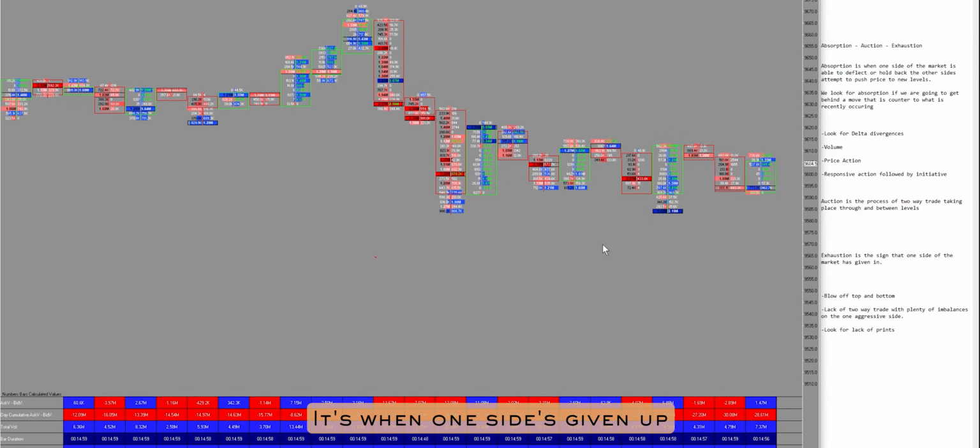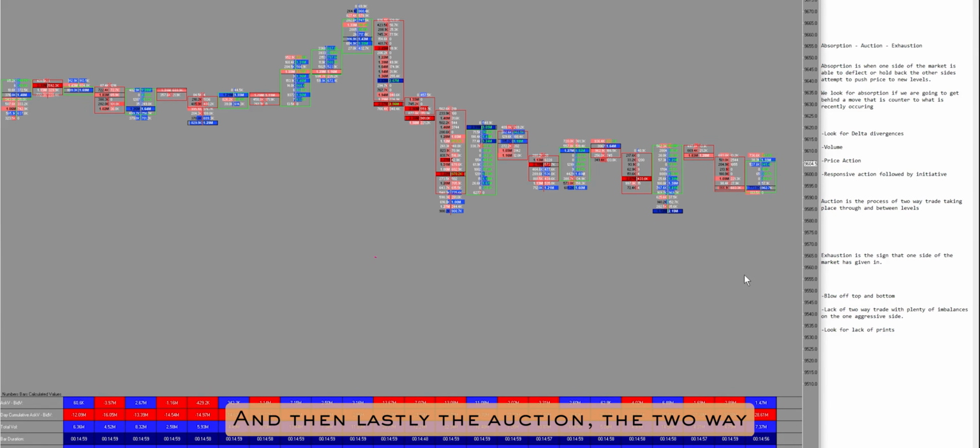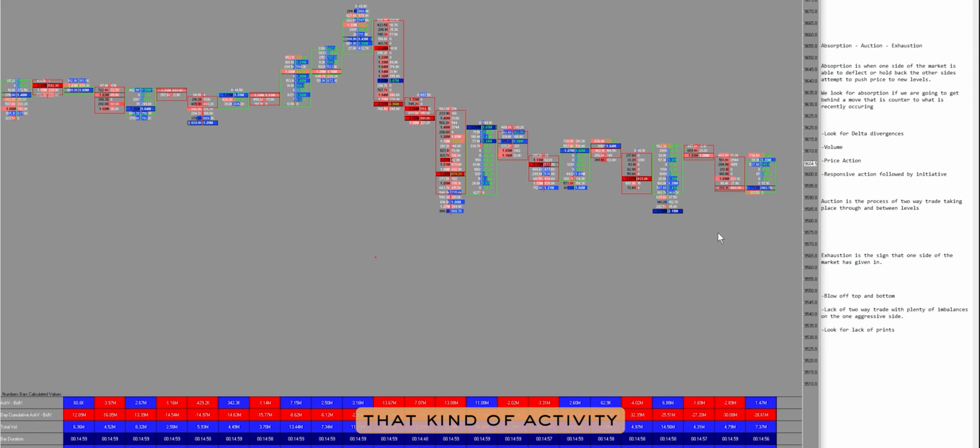Exhaustion is when one side's given up. Okay, look for those low values where the passive buyer or passive seller, even through a low, is unwilling to offer or bid. All right, and then lastly, the auction, the two-way, that kind of activity, that's what you want to see through a level. Okay, so you want to see that buyers and sellers are willing to follow passively through a level when a new level has been determined.